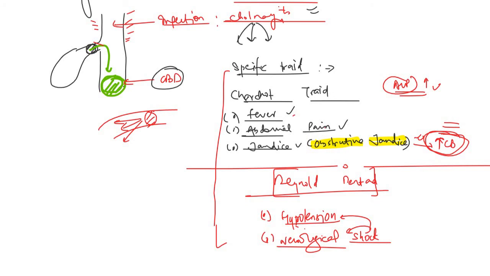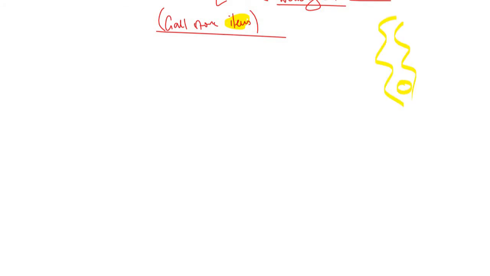Now let's talk about another pathology which is called gallstone ileus, and how this happens. First of all, remember that ileus is a situation in which there is bowel obstruction. Let's say this is the bowel and there is an obstruction. This will result in what is called ileus.